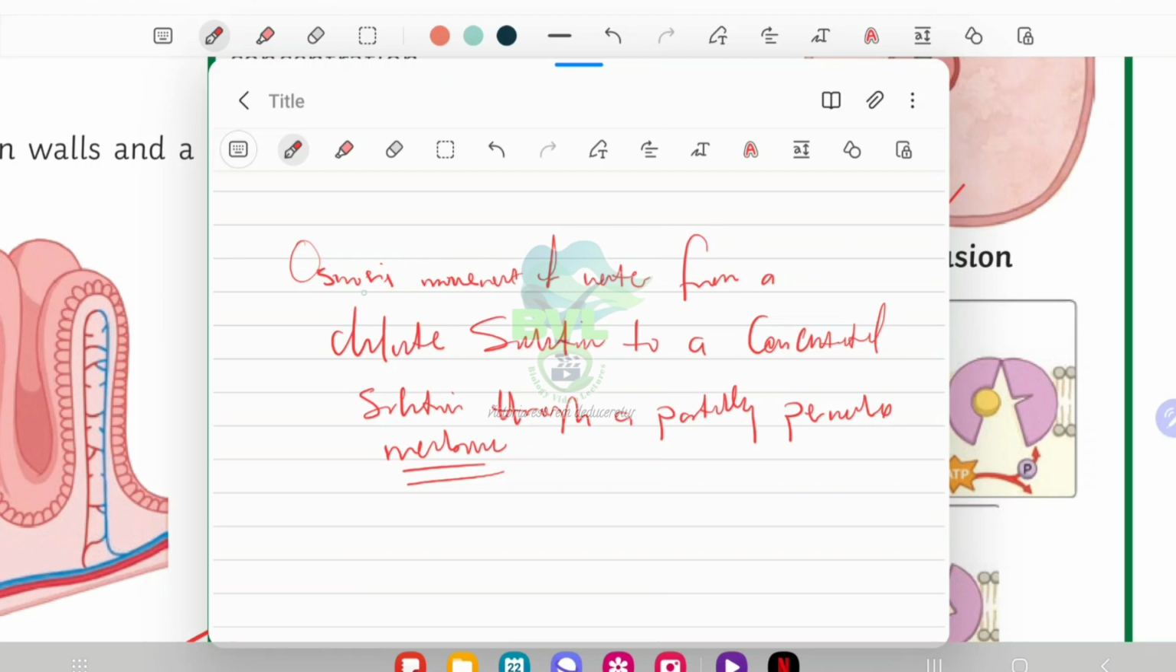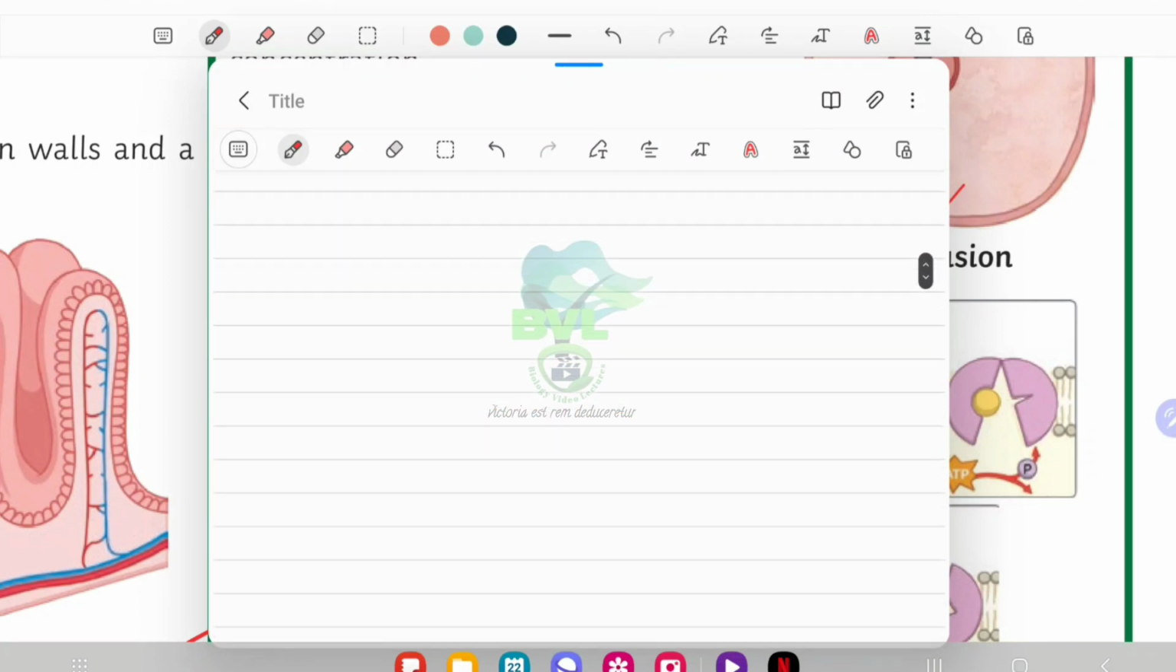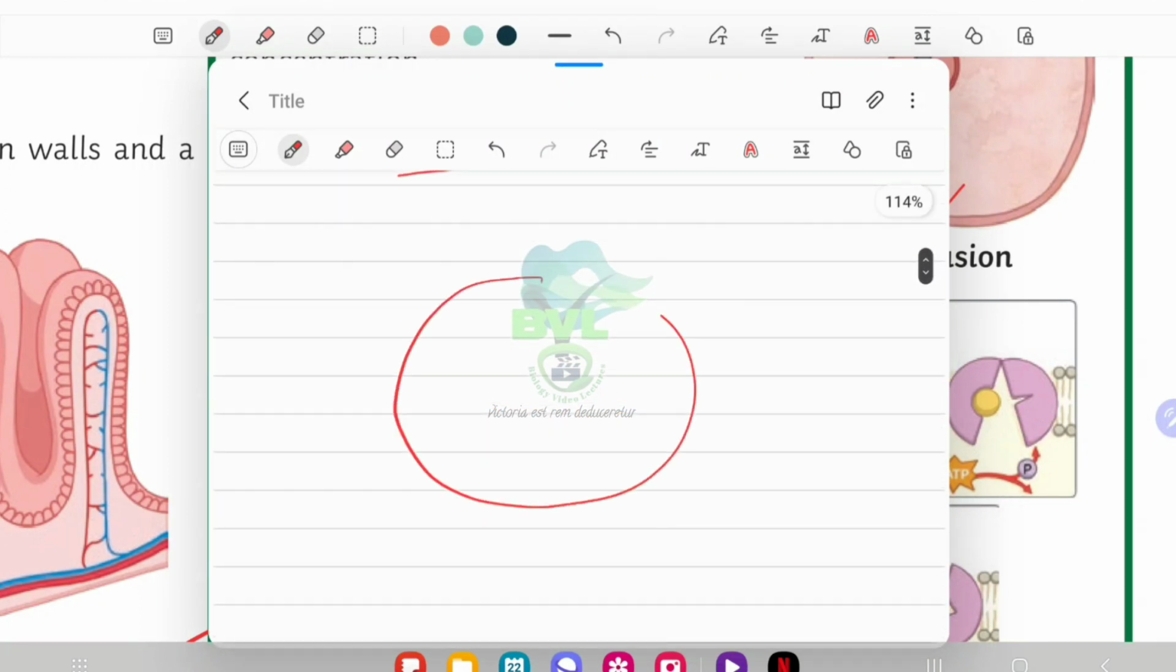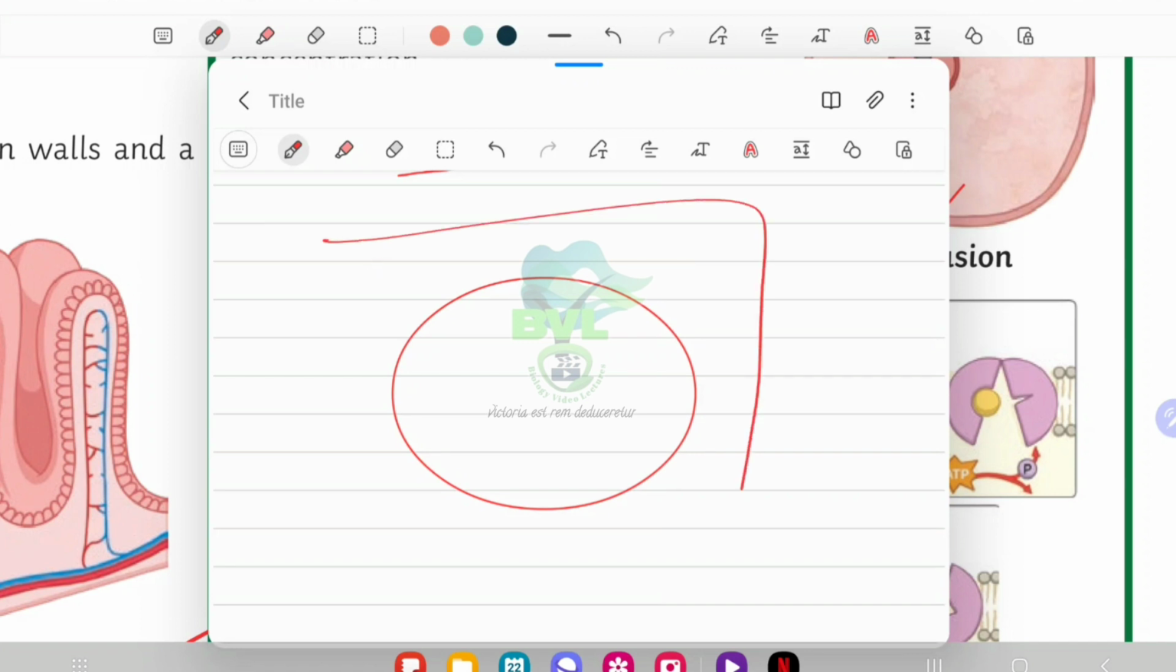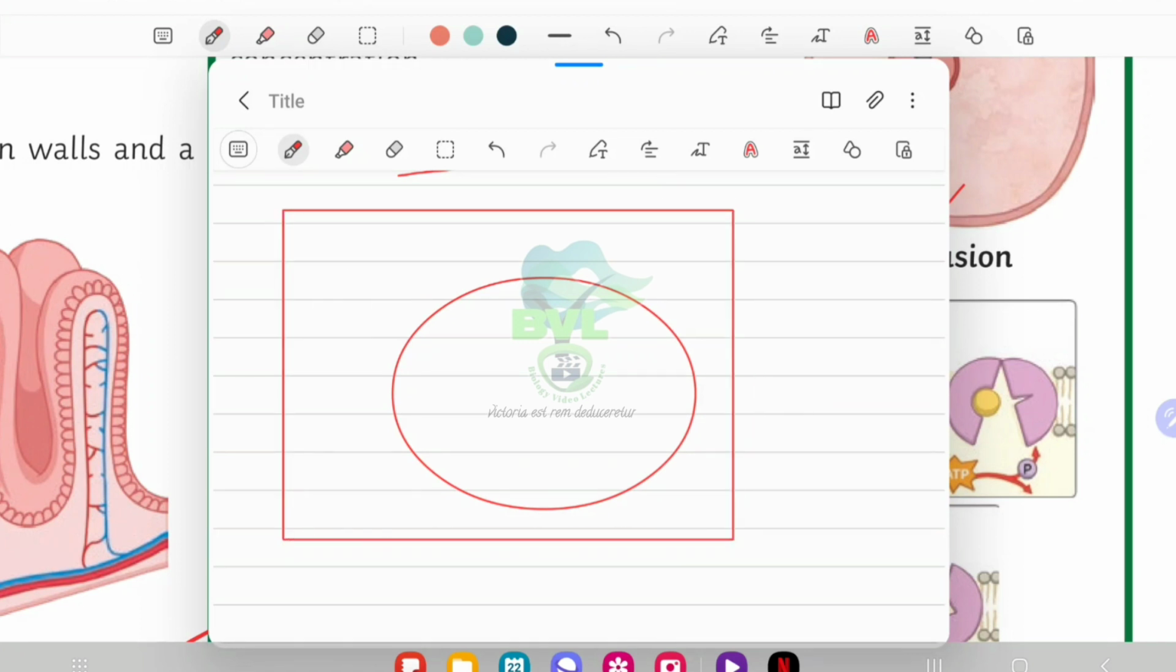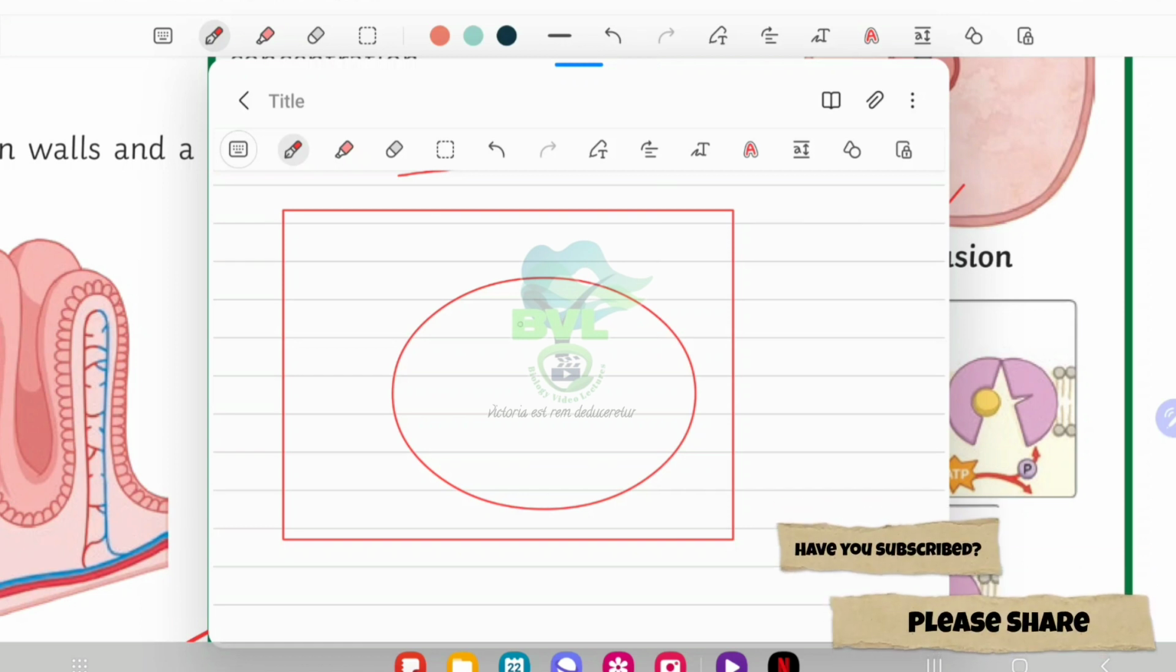So I will just stick to movement of water particles, or water for short, from a dilute solution to a concentrated solution through a partially permeable membrane. What I'm trying to say is this. Say, for example, this is a cell. Then the cell is kept in a container like this. You might want to search up my video on osmosis as well. Then let's say each of those dots represents water. Each of those circles represents, say, sugar molecules, as it were.